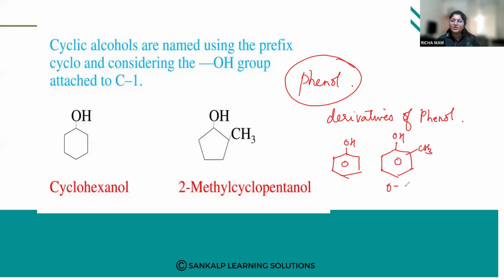So this is named as what? Orthocresol, or 2-methyl phenol. Suppose we have the compound like this, OH and the methyl at the third position. So it is 3-methyl phenol, or metacresol. Then if I have OH and CH3 like this, it is 4-methyl phenol, or it is called paracresol.